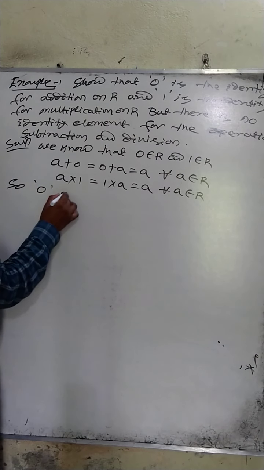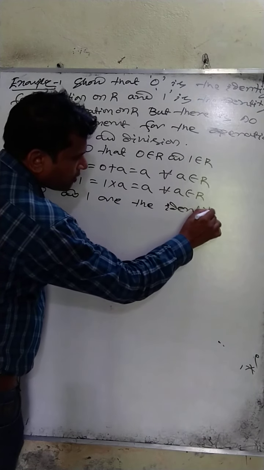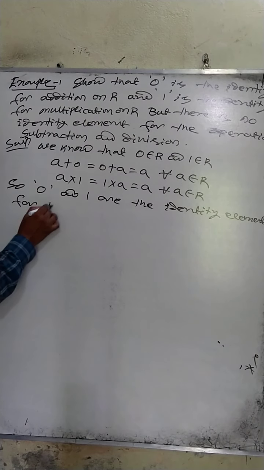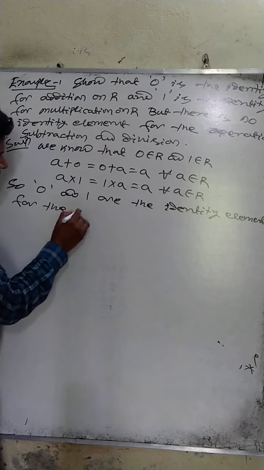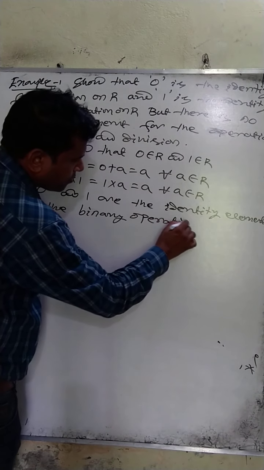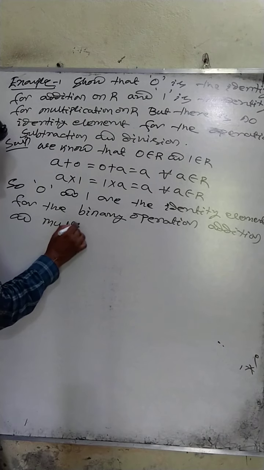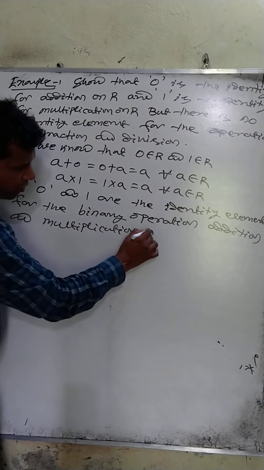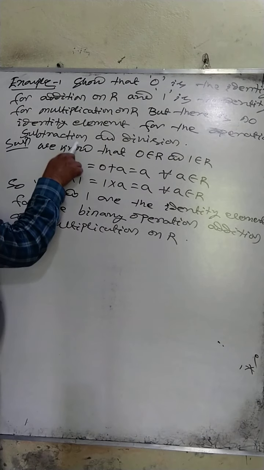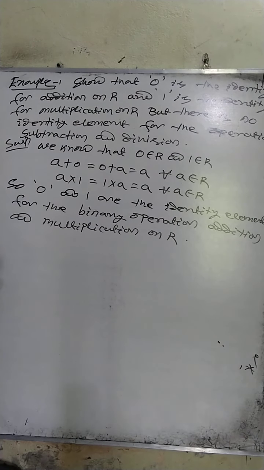So 0 and 1 are the identity elements for the binary operations addition and multiplication on R, on the set of real numbers R. Now we have to show that there is no identity element for subtraction and division.